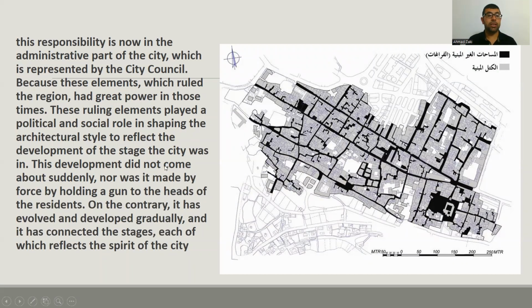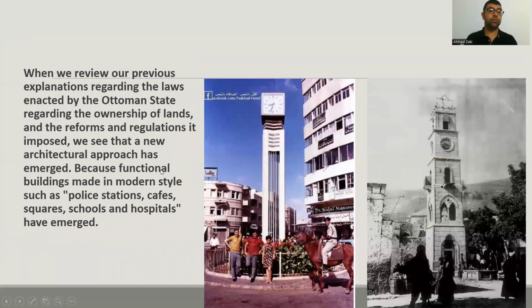The development did not come about suddenly, nor was it made by force by holding a gun to the heads of the residents. On the contrary, it has evolved and developed gradually, and it has connected stages, each of which reflected the spirit of the city. When we review our previous explanation regarding the laws enacted by the Ottoman state regarding the ownership of lands and the reforms and regulations it imposed, we see that a new architectural approach has emerged.